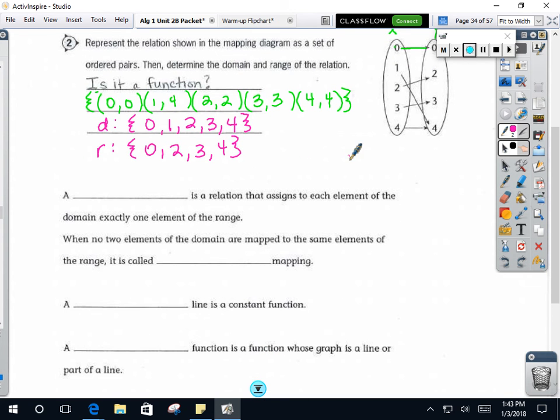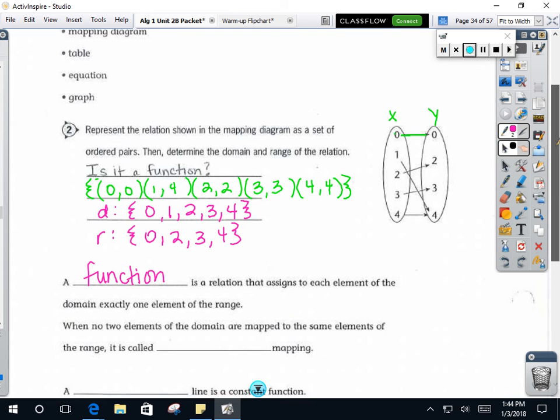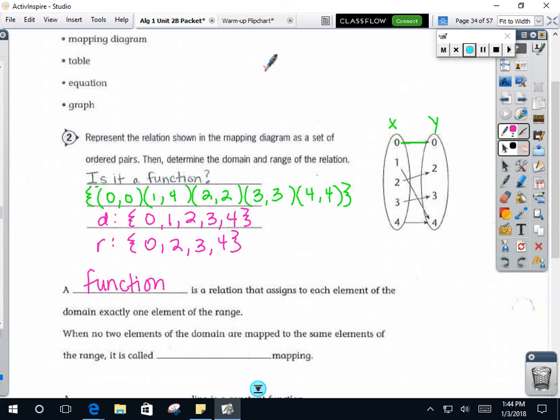All right, a function is a relation that assigns to each element of the domain exactly one element of the range. Now, I'm going to show you a different way to remember that because that's confusing. All right, now remember, this is Math World and it's made up, so don't get too upset about what I'm about to say. Okay, it's just a way to remember this. In Math World, the X's are going to be boys and the Y's are going to be girls.